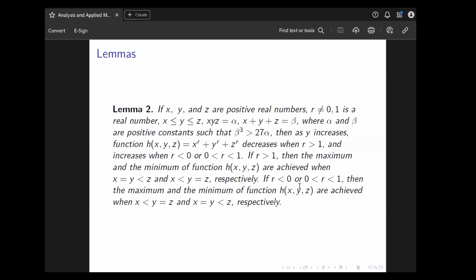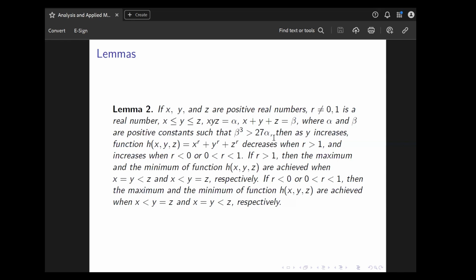I also needed a second lemma. It is a crucial lemma in my study. So if x, y, and z are positive numbers, r is different from 0 and 1, and x is less than or equal to y less than or equal to z, xyz is fixed, equal to alpha, x plus y plus z is fixed, equal to beta. Alpha and beta are positive constants such that beta cubed is greater than or equal to 27 alpha. This is to make sure that such numbers exist.